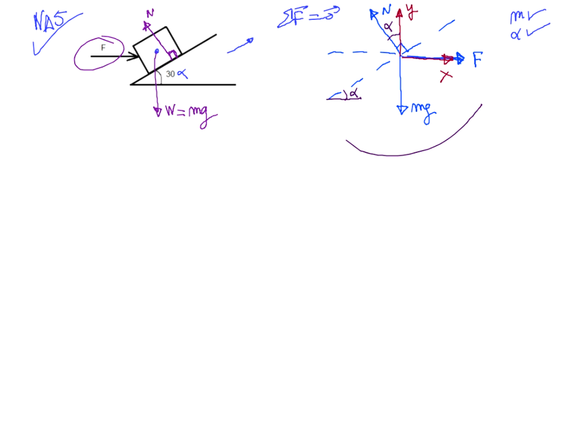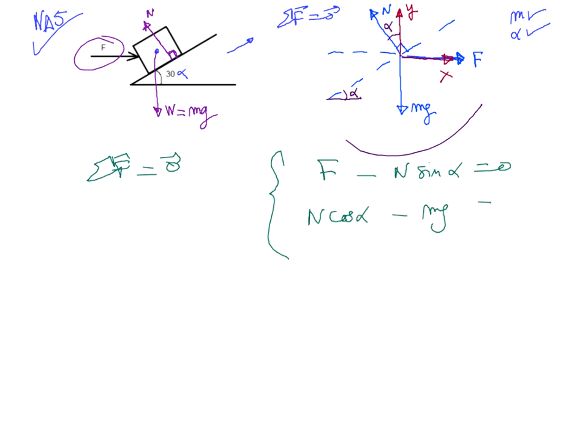All right. Now that this is done, the rest is easy. We can apply Newton's first law in both directions, x and y, therefore two equations. F minus n sine alpha is equal to 0. N cosine alpha minus mg is equal to 0.